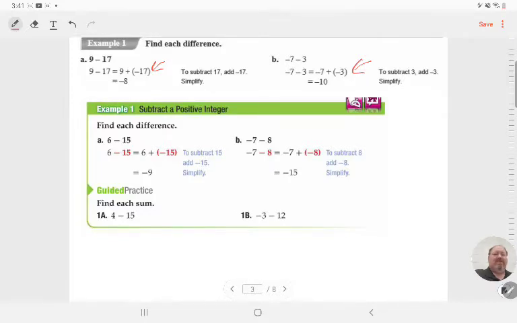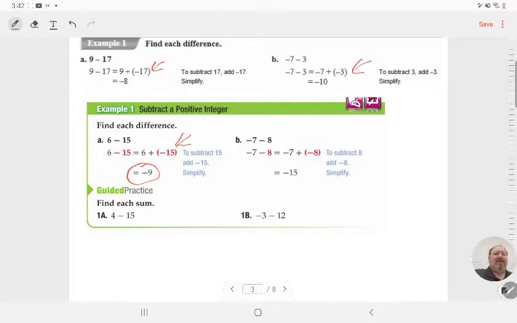Couple more examples. 6 minus 15. Again, we can rewrite that as 6 plus a negative 15. They're different signs, so we subtract them and keep the sign of the larger absolute value, which in this case is 15, so the answer is going to be negative. 15 minus 6 is 9, and since it's negative, it would be negative 9.